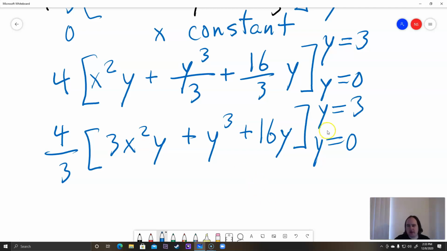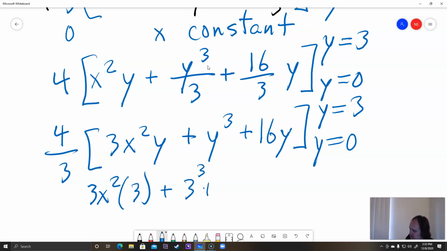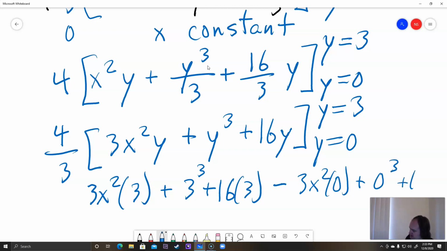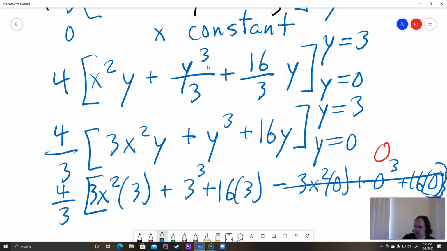So now we're going to go ahead and plug in. Plugging in the top number, plugging in 3, we have 3x squared times 3 plus 3 cubed plus 16 times 3, minus the rest of it, which is going to be 3x squared times 0 plus 0 cubed plus 16 times 0. But all this is just going to be 0. And don't forget, we still have a 4/3 out front.